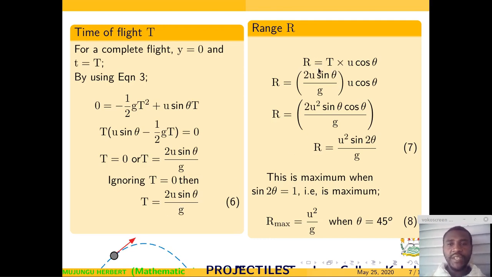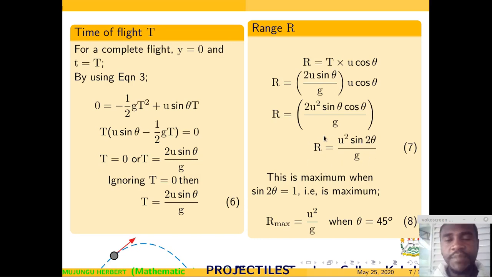Then the horizontal displacement such an object would get is obtained using equation 3 for horizontal displacement, where we had x equals t times speed. Speed is now u cos theta. So the horizontal displacement the particle would take from the point of projection to where it lands back on the ground is what we call range. Range is time of flight times speed. When we simplify, R is u squared sine 2 theta over g. So this is an expression for range.